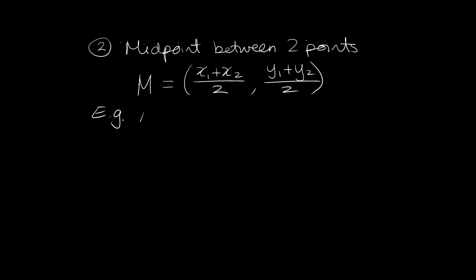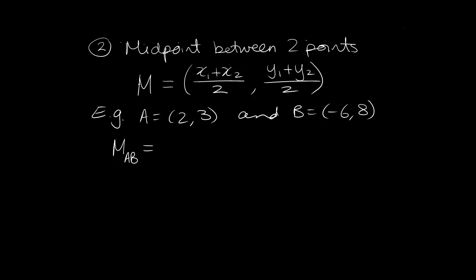Suppose I've got the points A equals 2, 3, and another point, say B, and it has coordinates negative 6, 8. Now if I want to find the midpoint between A and B, that's what I'm going to use for notation. I'm going to call that one x1, y1, and then for B, x2, y2. Okay, then it's a matter of substituting those values into the formula.